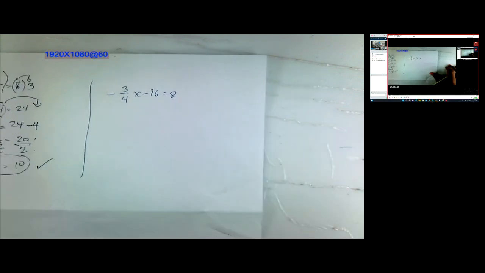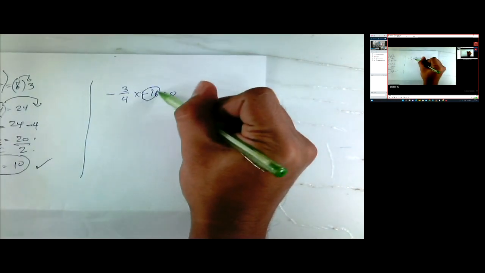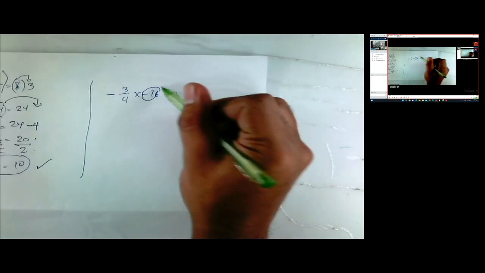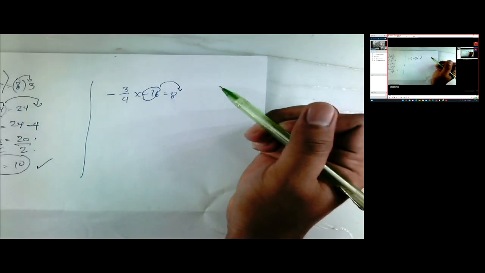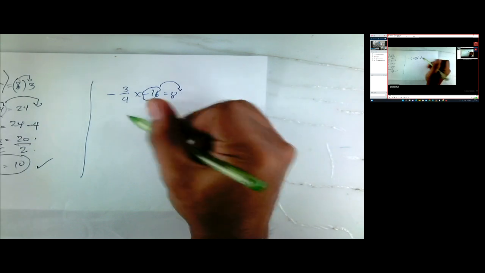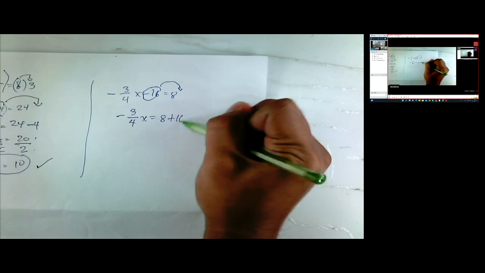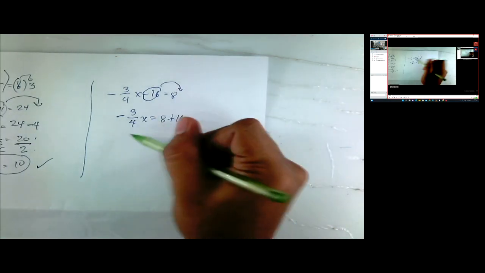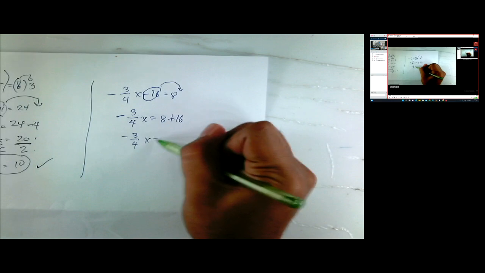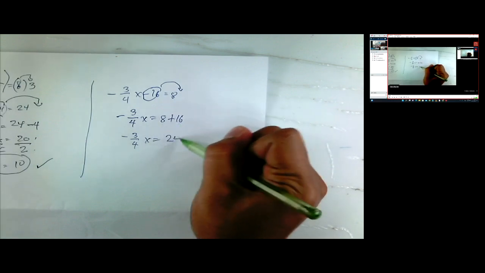Okay, let us have this one. Negative 3/4x minus 16 is equal to 8. So to solve for the value of x, we need first to remove the number beside x, which is negative 16. And let's put it onto the other side of the equation. So we will have negative 3/4 x is equal to 8 plus 16. And so we will have negative 3/4 x is equal to 8 plus 16, which is 24. Now, as I've told you before, if there is a denominator, let us first remove the denominator.